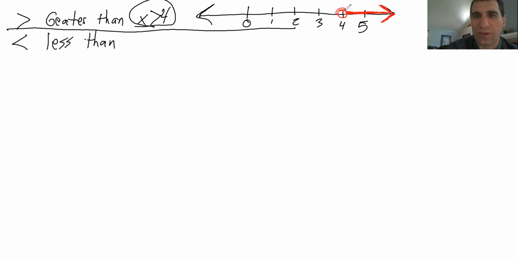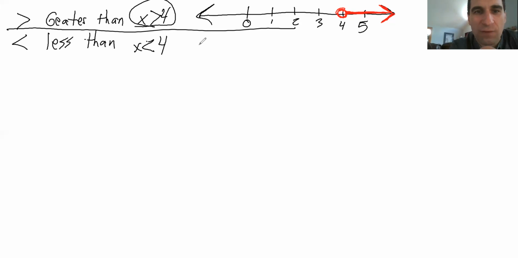Notice that my circle here at 4 is an open circle. That means that the variable x can't be 4, but it's anything more than 4. And then when I think about the less than symbol, if x is less than 4, that means whatever x is, it's going to be less than 4.